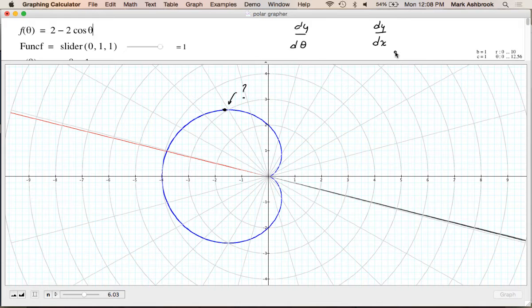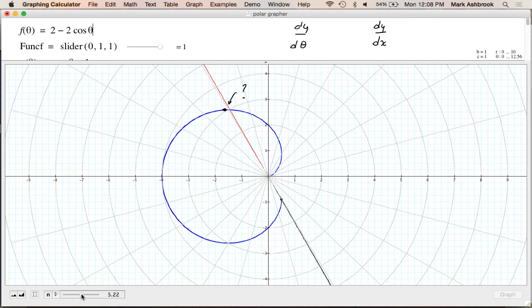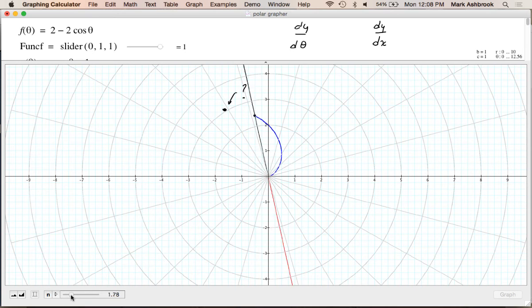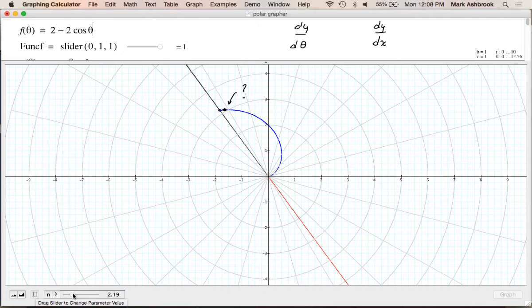So what are we saying? For a very small change in theta, I want the change in y to be 0. Is that true for that highest point? Andre says yes. For a little teeny change in theta right through here, dy is 0. So if theta changes a little bit, y doesn't change.